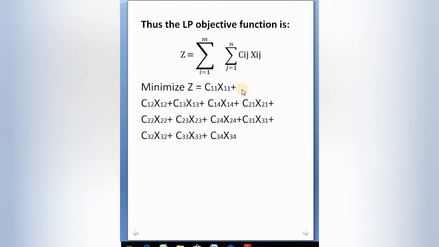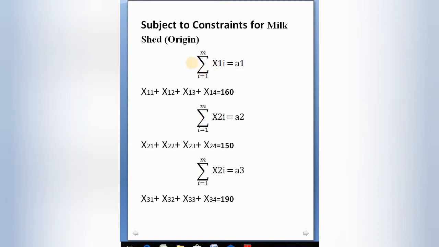And this is about the objective function, the mathematical formulation for the objective function. And now look into another property in mathematical formulation, that is subject to constraint. This is very important in mathematical formulation. We use this formula for subject to constraint: summation over i equal to 1 to m of x1i equal to a1. A1 is the capacity from source 1, and m and i are used for origin.